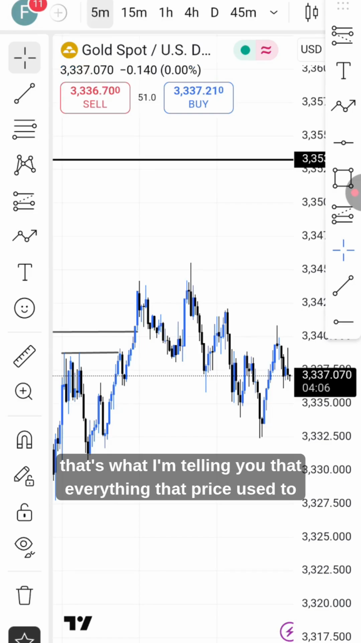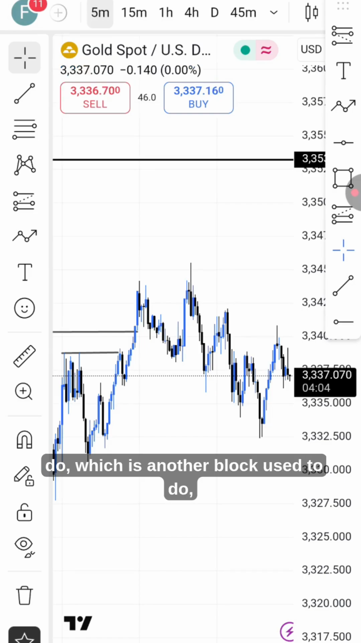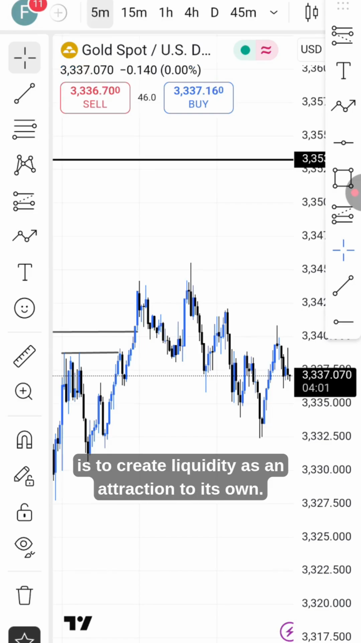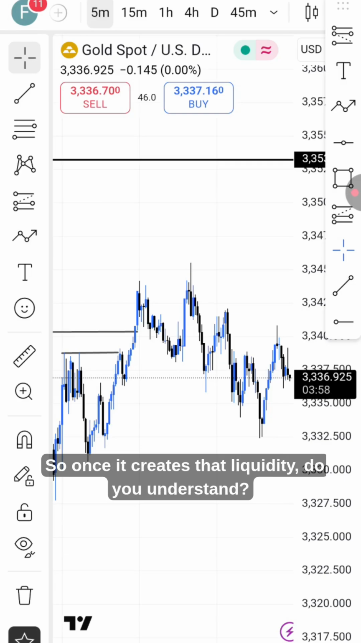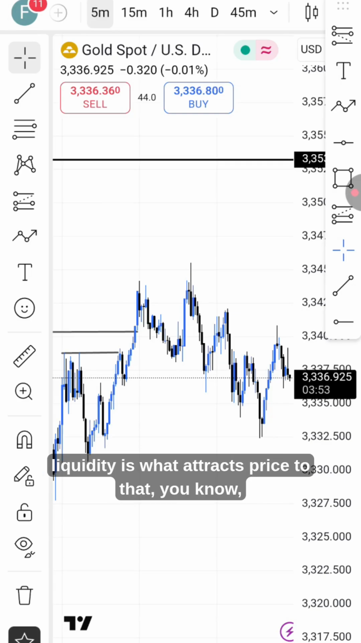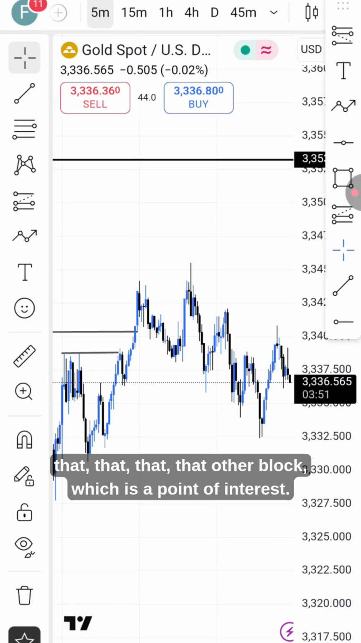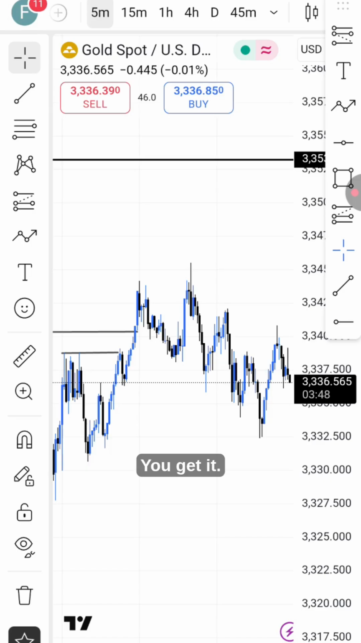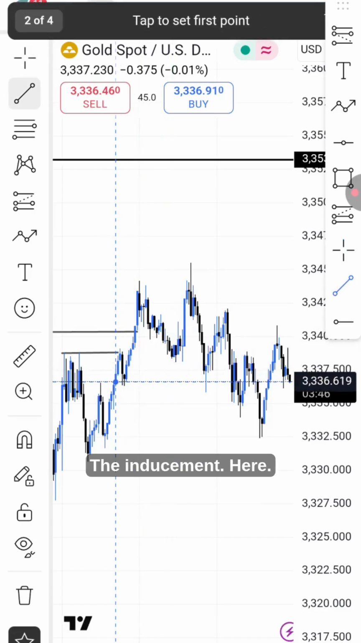Still, that's what I'm telling you, everything that price used to do, which is what another block used to do, is to create liquidity as an attraction to its zone. Once it creates that liquidity, do you understand? Once it creates that liquidity is what attracts price to that other block, which is the point of interest. You get it?